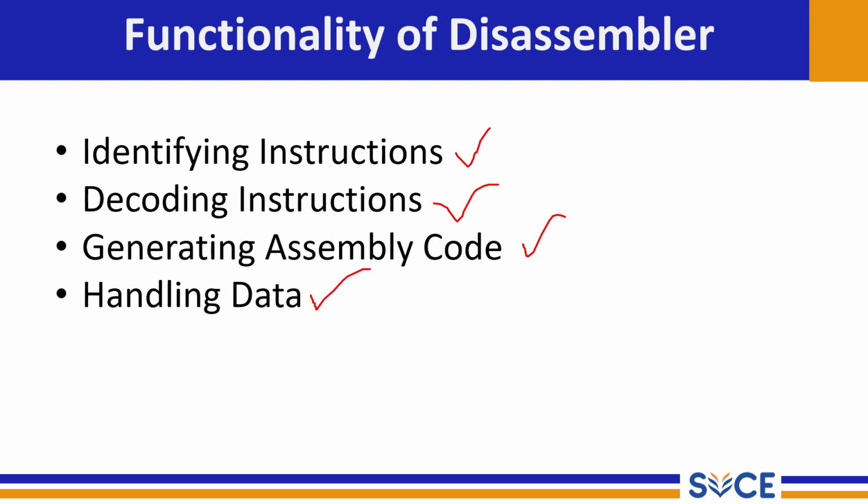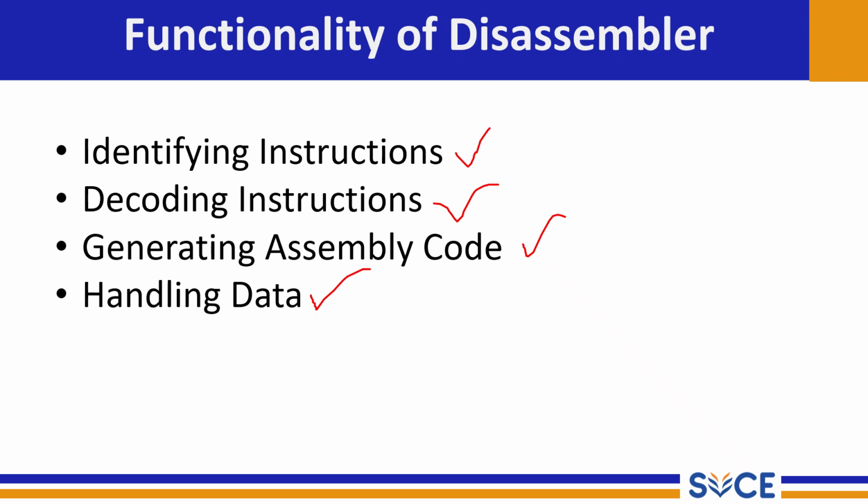And next one, handling data. For handling data, disassemblers also need to differentiate between the code and data within the binary file. So they typically use some heuristics and analysis techniques to identify the data sections and represent them appropriately in the output. And what are the use cases if you take?